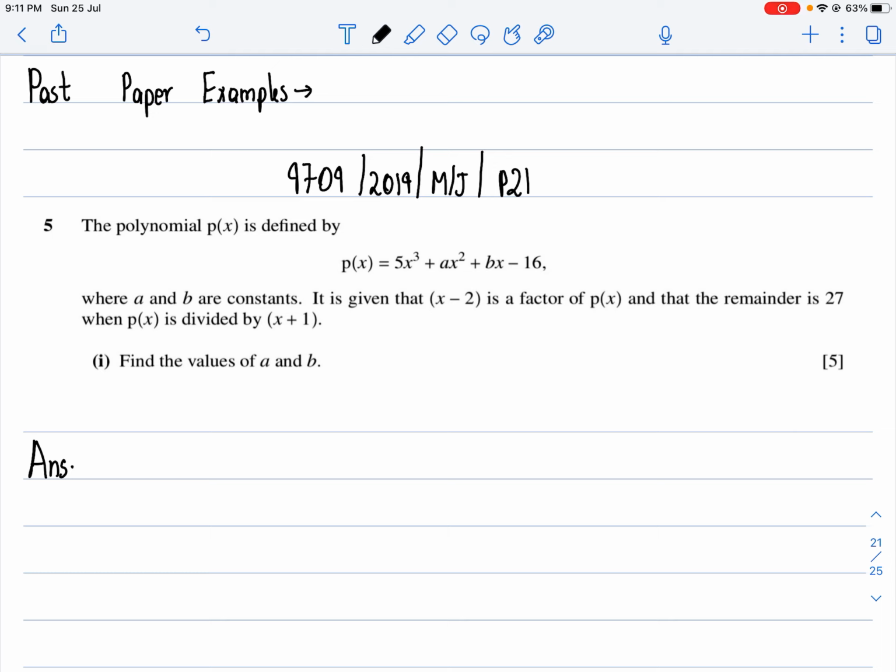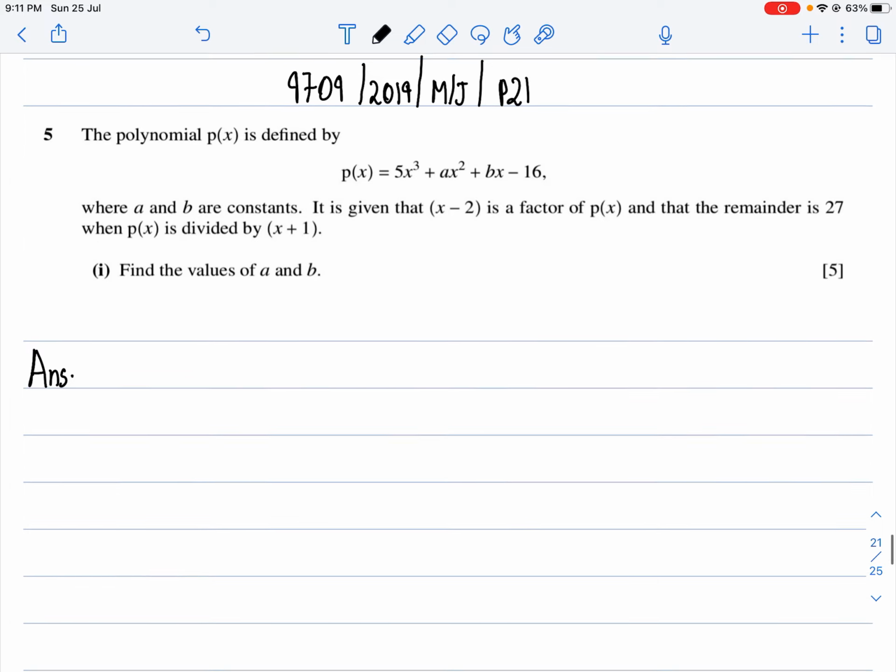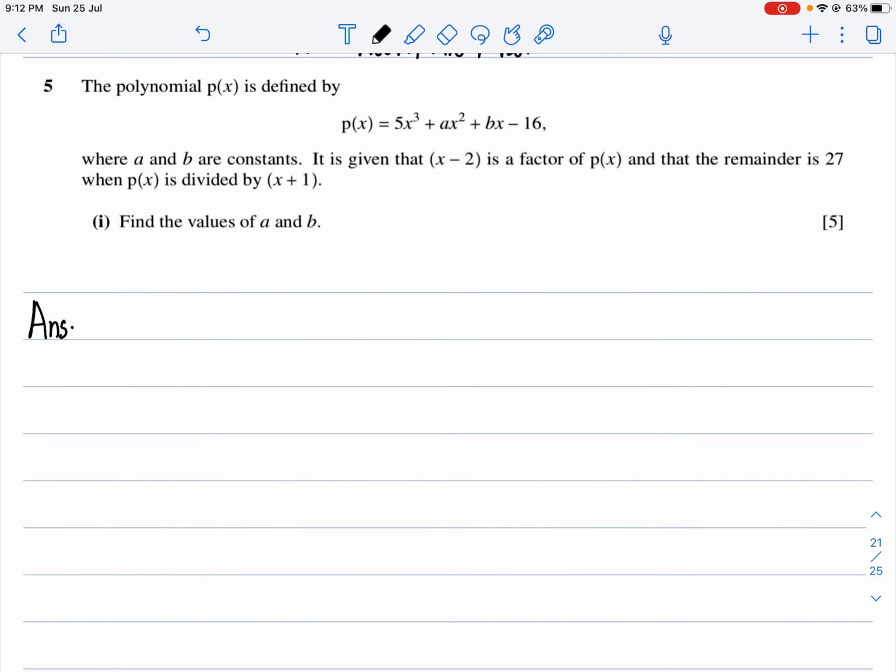So the first example is basically testing the remainder and factor theorem, and we'll even do factorization so that I explain the steps so that you're clear with that concept also. So the first example is from 2019 May-June paper 21. The polynomial p of x is defined by p of x equals 5x cube plus ax square plus bx minus 16, where a and b are constants, correct? It is given that x minus 2 is a factor of p of x, correct?